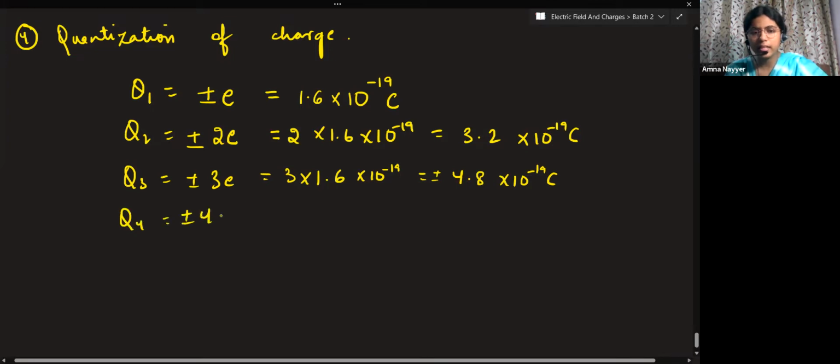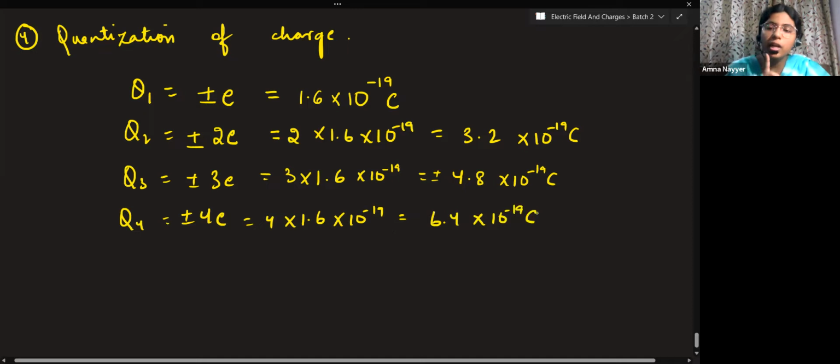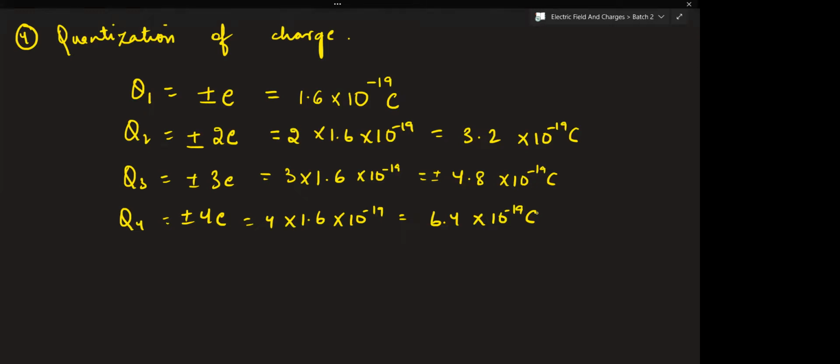Let's write. I have taken 4e with me. So net charge will be what? 4 times the charge present on a single one. That is 4 into 1.6 into 10 to the power minus 19. This becomes 6.4 into 10 to the power minus 19 coulombs. Do you all agree till here? This will be the only possible charge if I take n number of electrons.